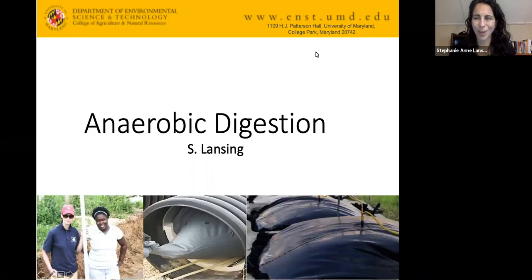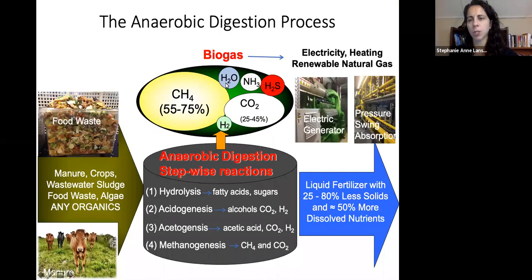Welcome to an overview of anaerobic digestion. So anaerobic digestion is basically taking any sort of organic material. This can be food waste, manure, crops, wastewater sludge, algae, anything that has organic matter, and putting it into an anaerobic chamber, so without oxygen.